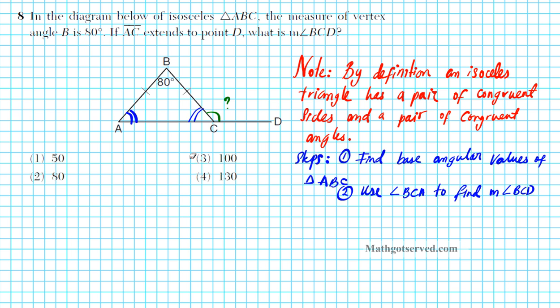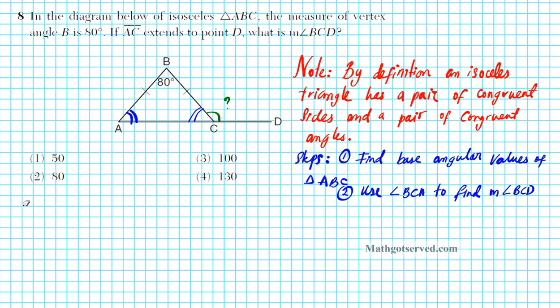All right, now steps. First thing we're going to do is find the values of these two congruent angles here. Secondly, we are going to use the value of one of the congruent base angles to determine the value of angle BCD. All right, so let's start by focusing our attention on angle B, ABC, and using its isosceles nature to determine the measure of the base angles.